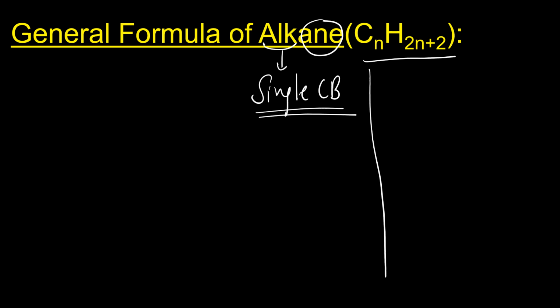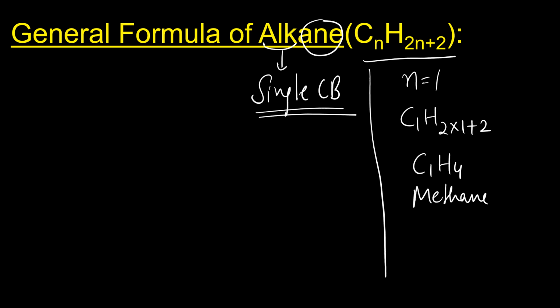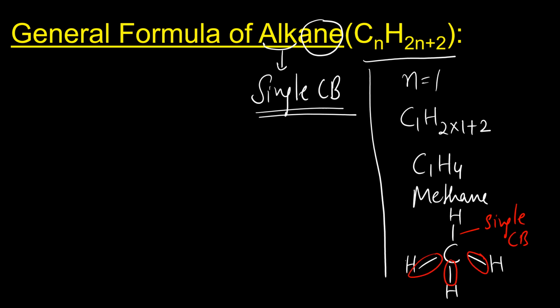Let's say I substitute the value n=1. Then what I get is C1H(2 times 1 plus 2), which gives me C1H4. As you know, it is methane. If I draw its structure, it comes like this: CH4, one carbon with 4 hydrogens. You may see all of these bonds are single covalent bonds.